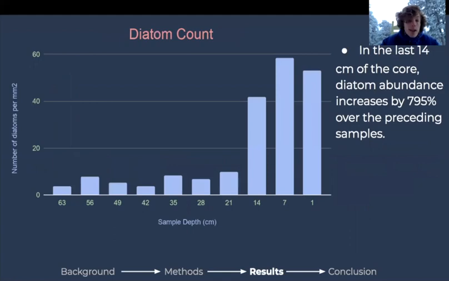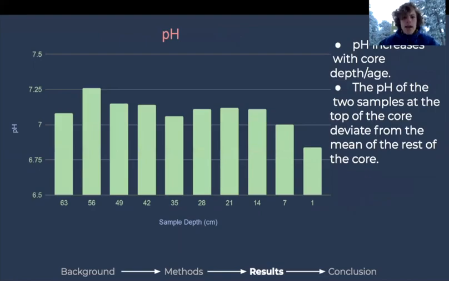Next, with the diatoms, we were able to see it stayed very low the entire time until we got to the 14 centimeter mark, where we see a huge increase of 795%. So this is kind of crazy, and I was wondering why it's happening. But then I saw the same thing happen with the pH.